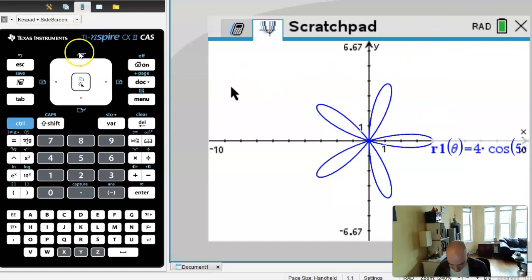So this is how you do this roughly on a TI-Nspire. There's a lot of other things to do on this, but this is the main polar graphing mode and how to access a table.